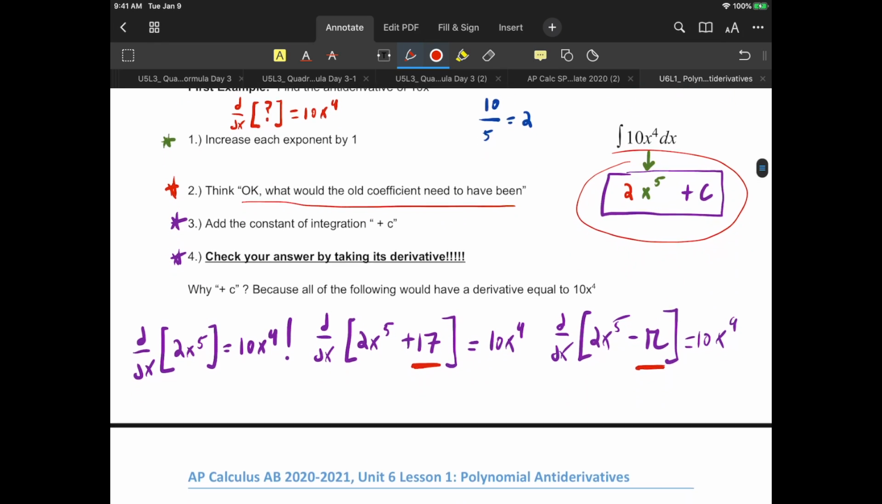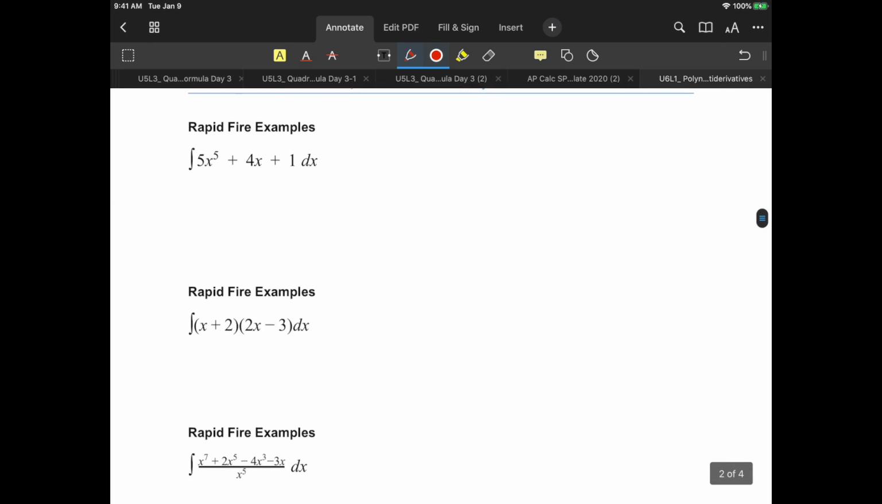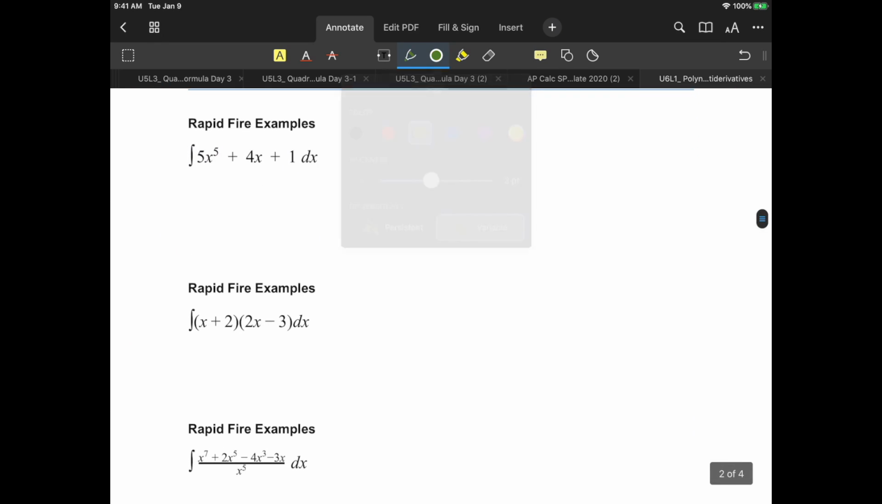Okay, so let's see just a few of these in action, a few rapid fire examples. Here's how I would think through this. Okay, x to the fifth has got to become x to the sixth, and then 6 times what would be 5? Well, 5 over 6, right? You're going to get a lot better at thinking through fractions as you do. That's probably the most important thing that happens this whole year. Not a joke.